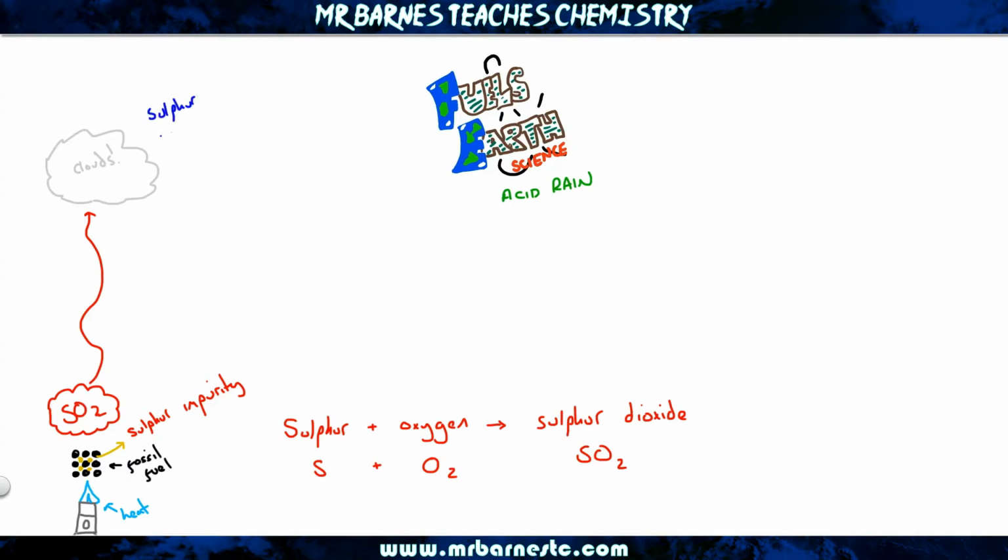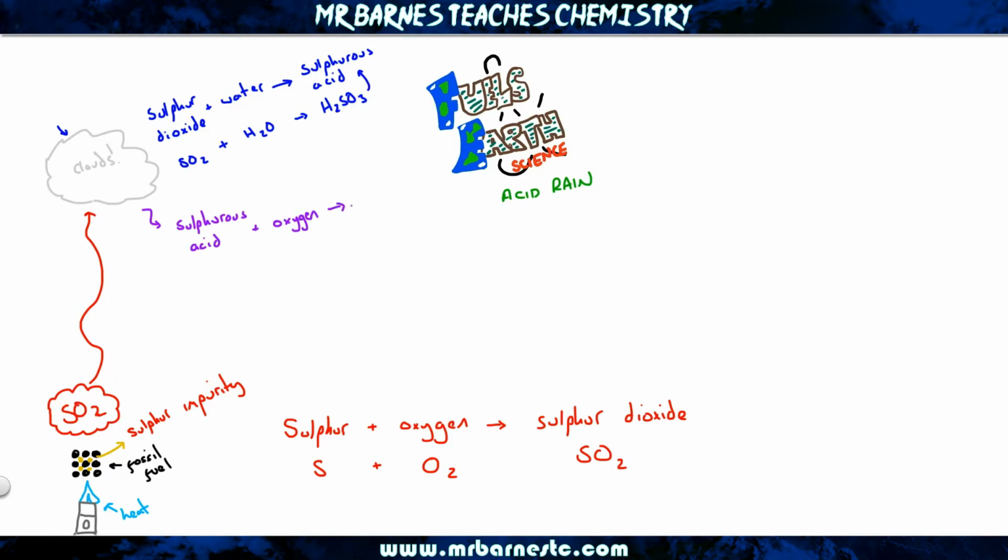And when it dissolves in the water, it forms something called sulfurous acid. So you get a simple equation of SO2 plus H2O goes to H2SO3. That H2SO3 being sulfurous acid. That sulfurous acid then reacts with the oxygen again, and it turns into sulfuric acid. So H2SO3 plus O2 becomes H2SO4, and that H2SO4, that sulfuric acid, is our acid rain.